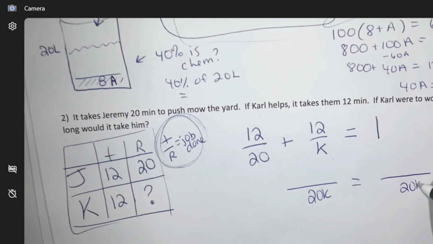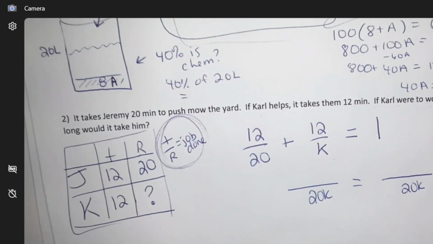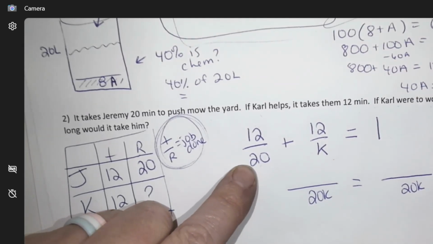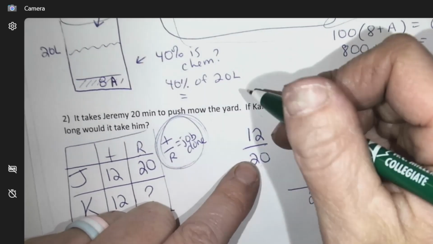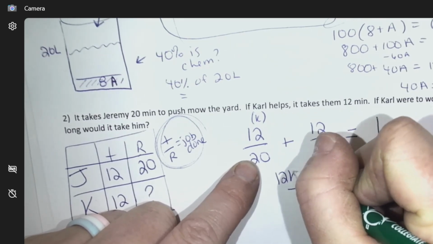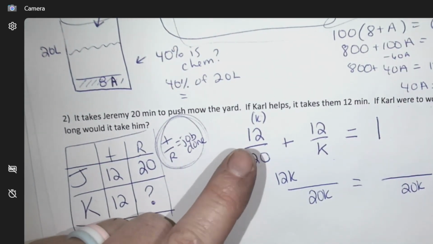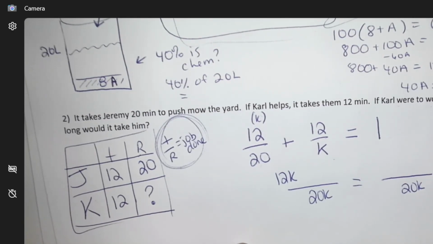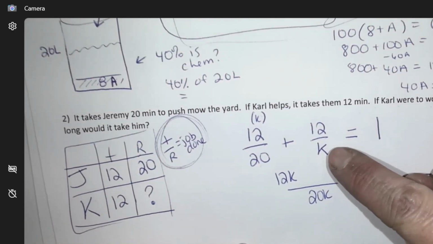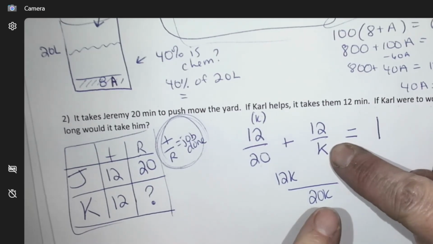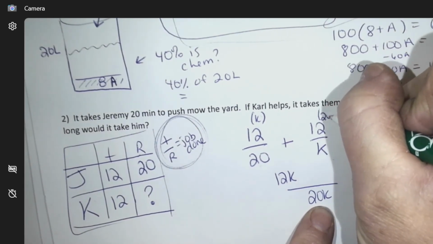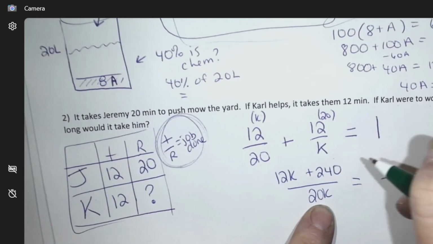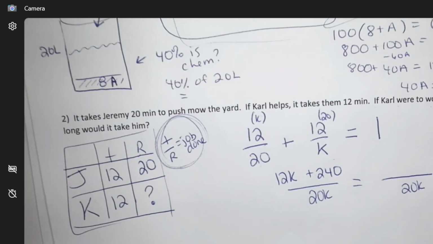20K. Okay, here we go. Look at the first fraction, the bottom, the new bottom. What happened? A K. So I'd have to multiply by a K. On to the second fraction, the bottom was a K. Now it's a 20K. So what happened? Times by 20. So 240.